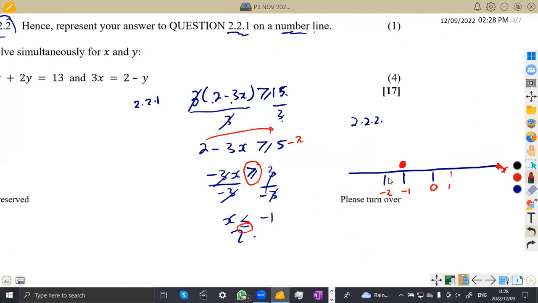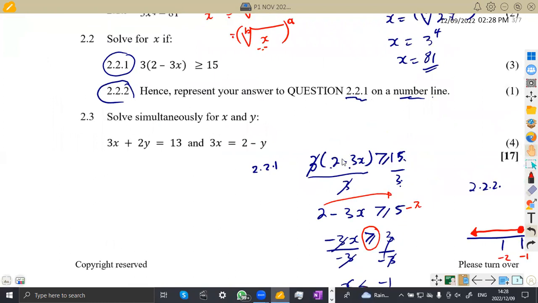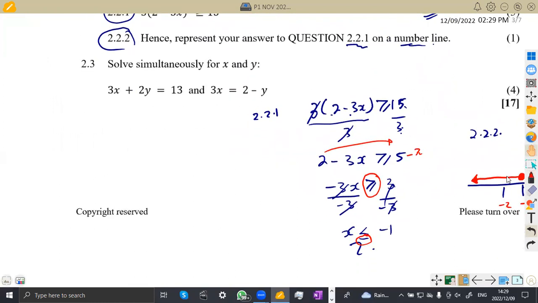The values which are less than -1 are -2, -3, -4. These are the values which are less than -1, so you indicate with an arrow. That's the number line. All right, so the arrow is indicating the values which are less than -1 on the number line that you have shown. So that's what you actually needed on 2.2.2.